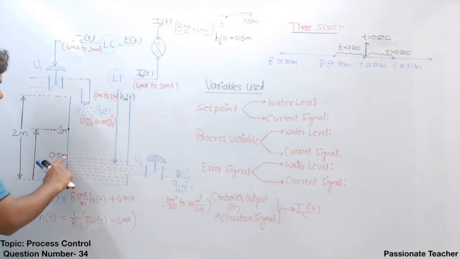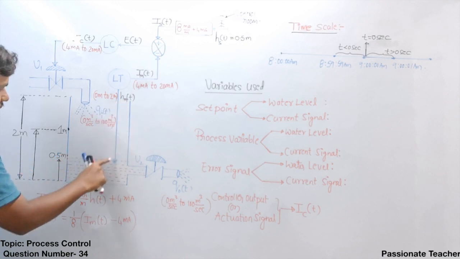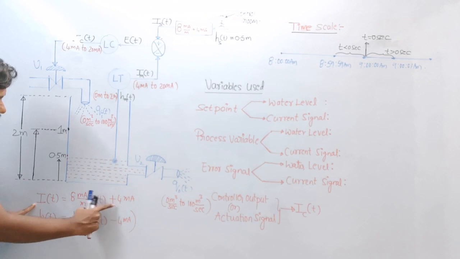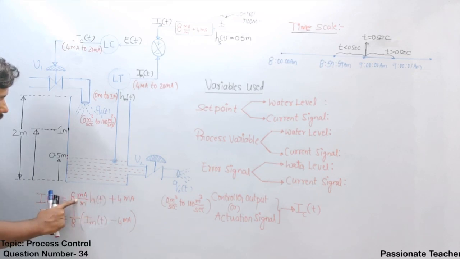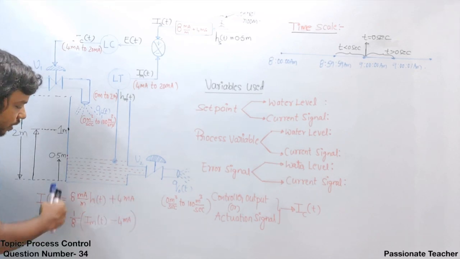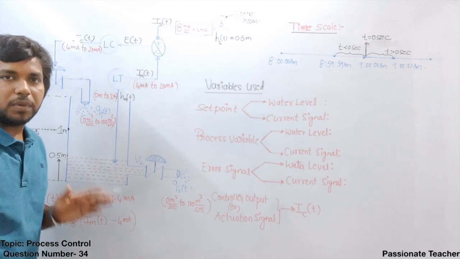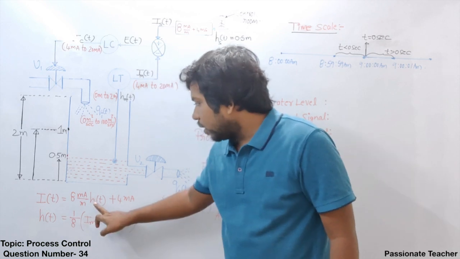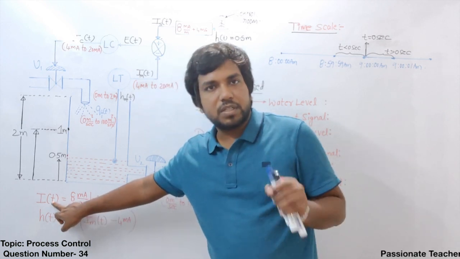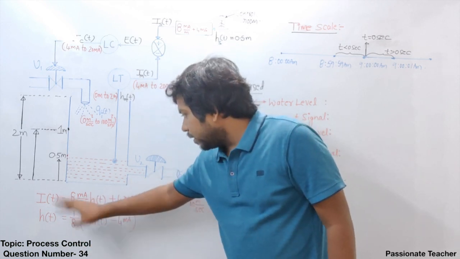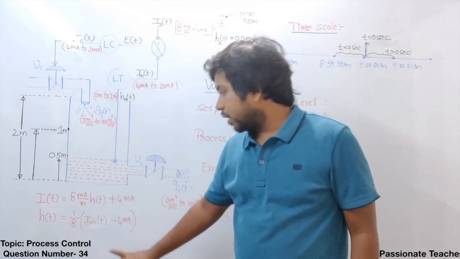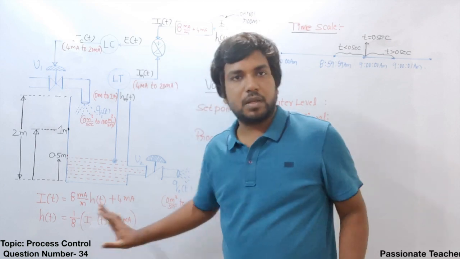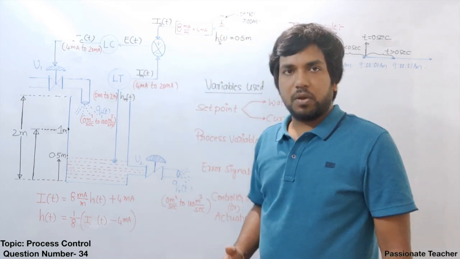Suppose the water level is at 0.5 meter, then the current will be 8 milliampere. That is 0.5 into 8 milliampere, which is 4 milliampere, plus 4 milliampere. Altogether it will be equal to 8 milliampere. Now, those who understand how we can convert the water level into current by using the standard equation can take the reverse action, and easily the current can be converted into water level by using this equation. Clear? So now let us go one step beyond this.